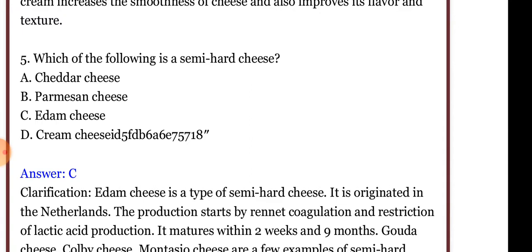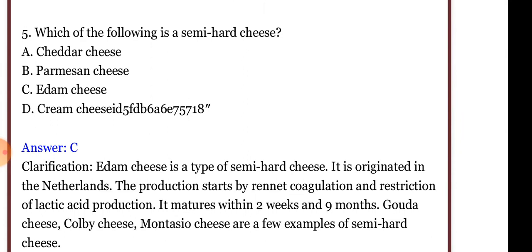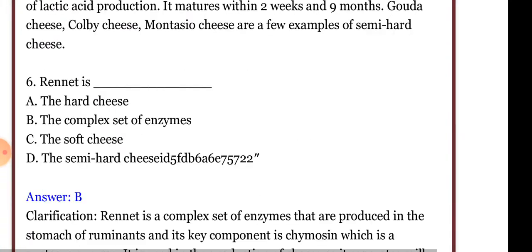Which of the following is a semi-hard cheese? Edam cheese. Edam cheese is a type of semi-hard cheese. It originated in the Netherlands. The production starts by rennet coagulation and restriction of lactic acid production. It matures within 2 weeks and 9 months. Gouda cheese, Colby cheese, Monterey cheese are few examples of semi-hard cheese.